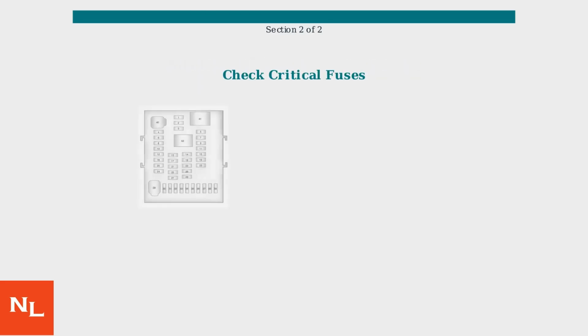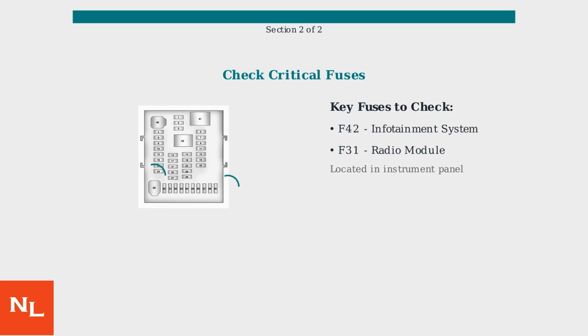First, check the critical fuses. Locate fuses F42 for the infotainment system and F31 for the radio in your instrument panel fuse box. These are common failure points that can cause complete system shutdown.